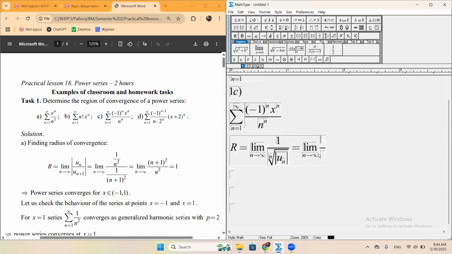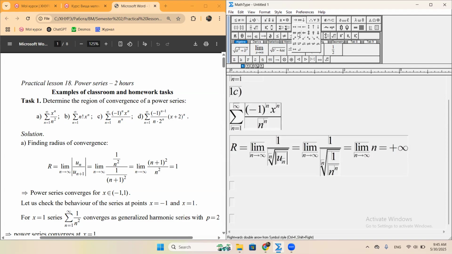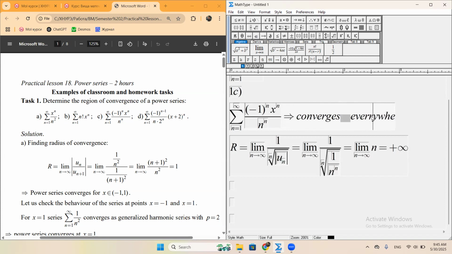So, 1 over n in power of n: the limit is n when n approaches infinity, and it will be equal to infinity. So it means that this series converges everywhere. For an infinite radius of convergence, it converges everywhere, so for all real x.